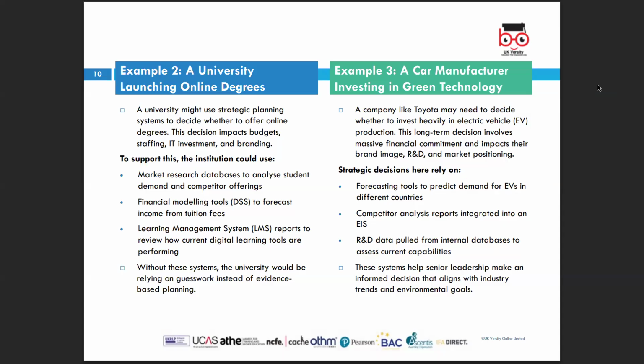So what could the university do to support this decision? They could use a market research database to analyze students' demand and competitors' offerings, financial modeling tools for forecasting, and also a learning management system, which reports to review how current digital learning tools are performing. Without these systems, the university could be relying on guesswork instead of evidence-based planning.